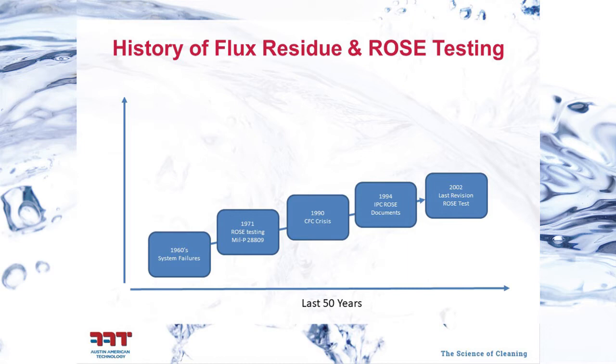As the years went on, they continued to do this testing. By the 1990s, we had the CFC crisis, where we had to get rid of volatile chemicals used to clean the boards, so we started to try to eliminate those CFCs. In 1994, the IPC took over the ROSE documentation and began to oversee the ROSE test from the military. And in 2002 was the last time the IPC did any revision to the ROSE test.